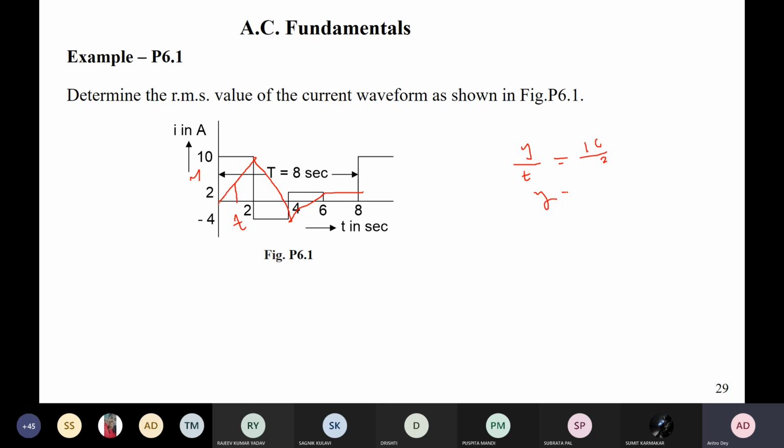So y is equal to 5t is your equation. Then if you are finding out RMS, it will be 25t square, then integrate from 0 to 2. Accordingly it will be 25 t cube by 3, limit from 0 to 2. In that way you should keep on solving.